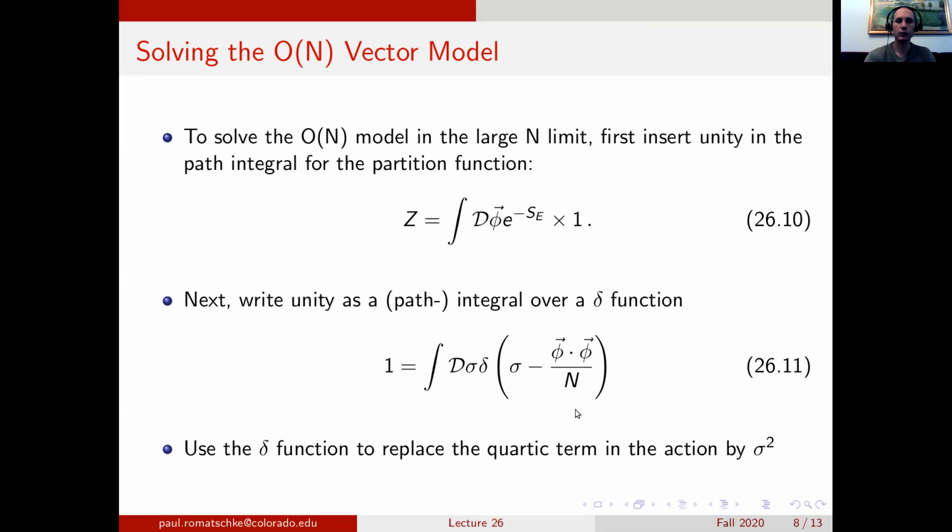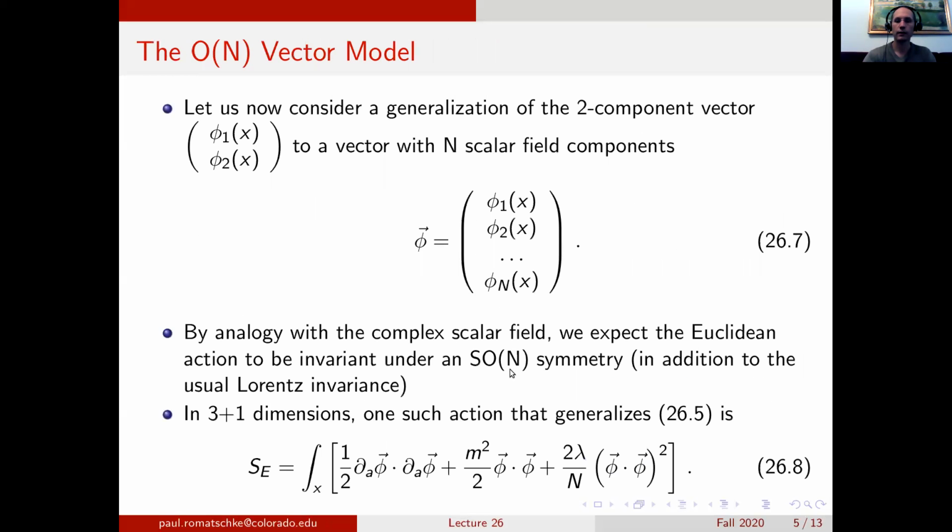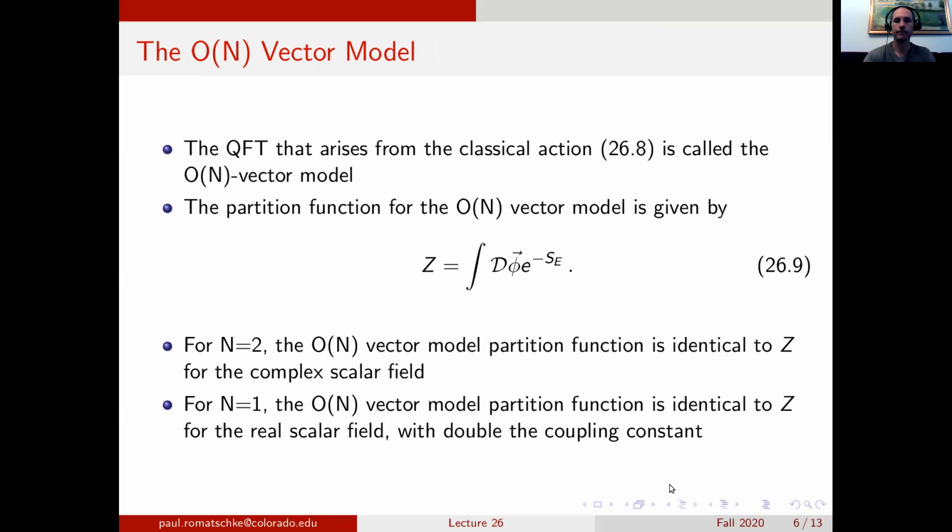Once we do that, we can use the delta function in order to replace the quartic term in the action by sigma squared, because the delta function says that whenever we have phi dot phi, we can replace it by sigma. And going back to the action, here we can replace this term just by sigma squared.